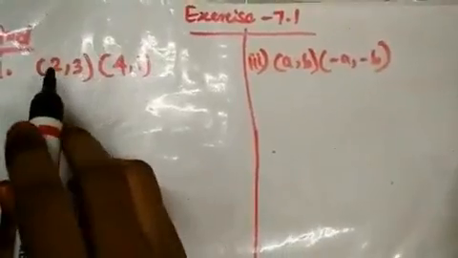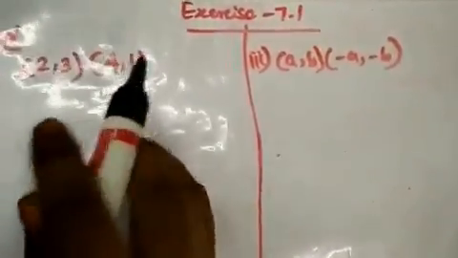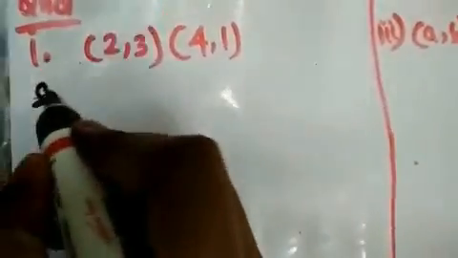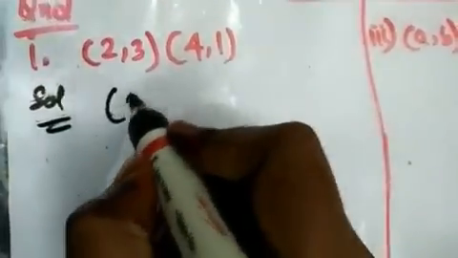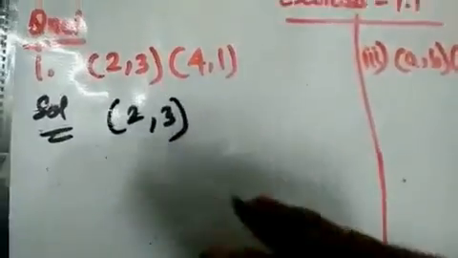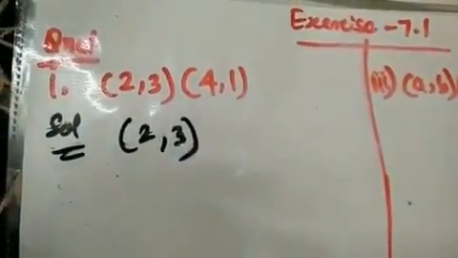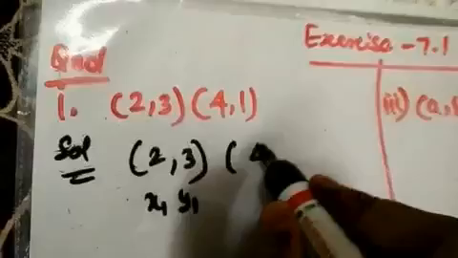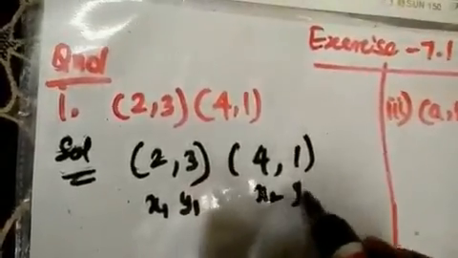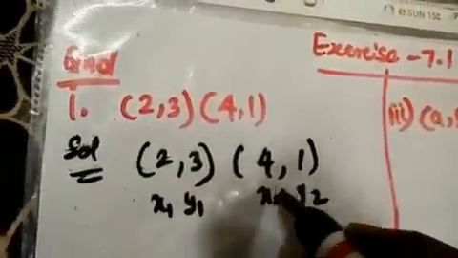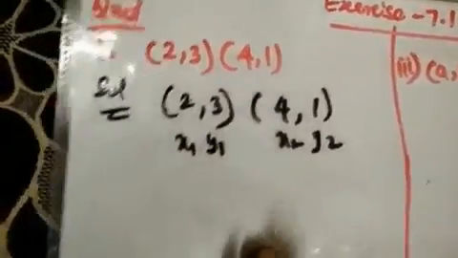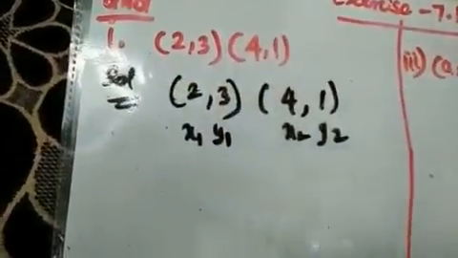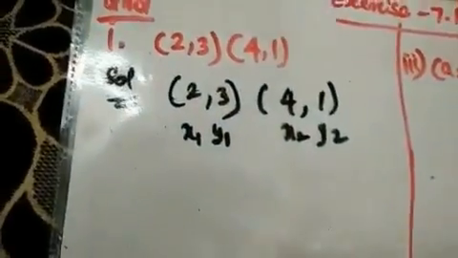The 2 points given here are 2, 3 and 4, 1, and he is asking us to find the distance between them. So how to find the distance? First, let's name 2, 3 as x1, y1 and 4, 1 as x2, y2. So this is the first point and this is the second point. Done? Now you can even interchange. You can take 4, 1 first and 2, 3, it doesn't matter. It makes no difference when 2 points are given.